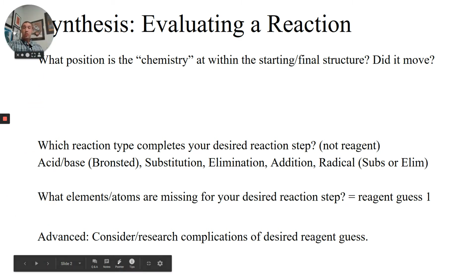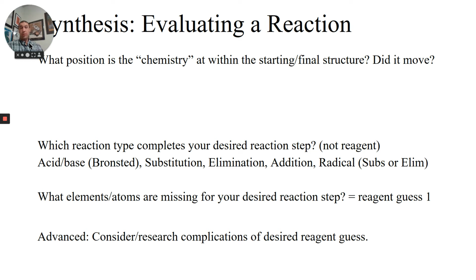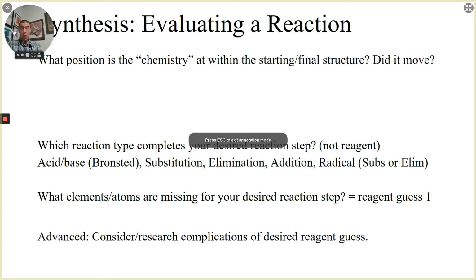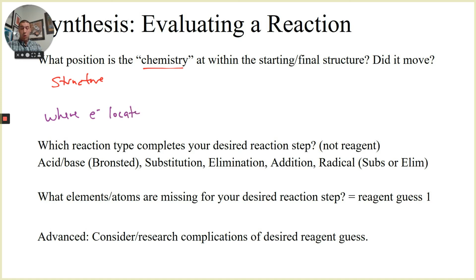So where's the position of our chemistry? And that is kind of a difficult question because a lot of people have a hard time defining chemistry. When I'm looking at chemistry, it's really referencing two things. Structure, which is largely where electrons are located, but then the second part is more specifically where electrons are located. So when we're talking about chemistry, we need to be thinking about structure as Lewis structure.